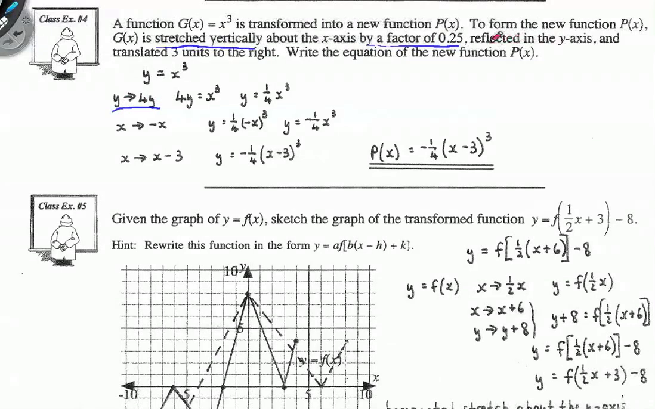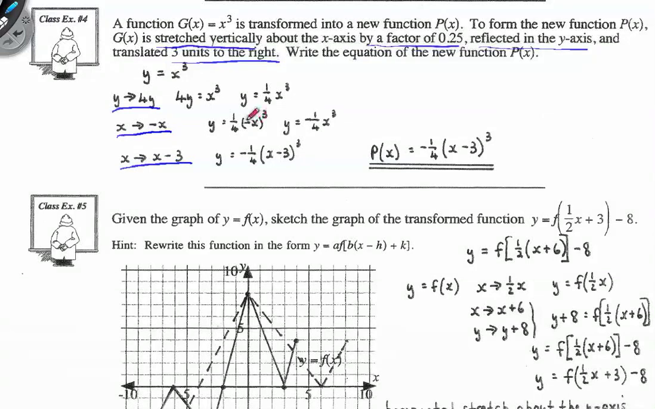Reflected in the y-axis. What does that mean? X's become negative, so we get that here. And translated 3 units to the right. That's in the positive direction, so we really should go x goes to x minus 3. So taking this, we replace the y, bring the 4 over, get a quarter x cubed. X goes negative, so that gets negative and still gets cubed.